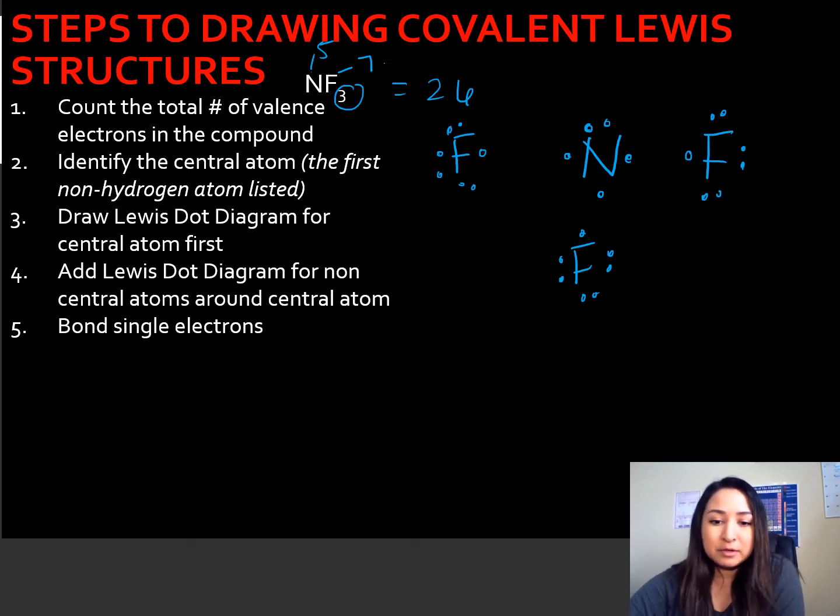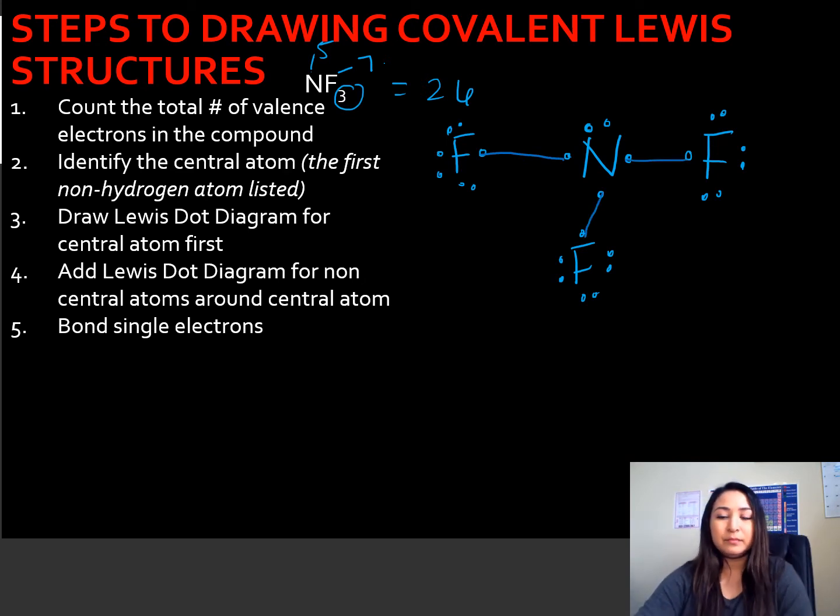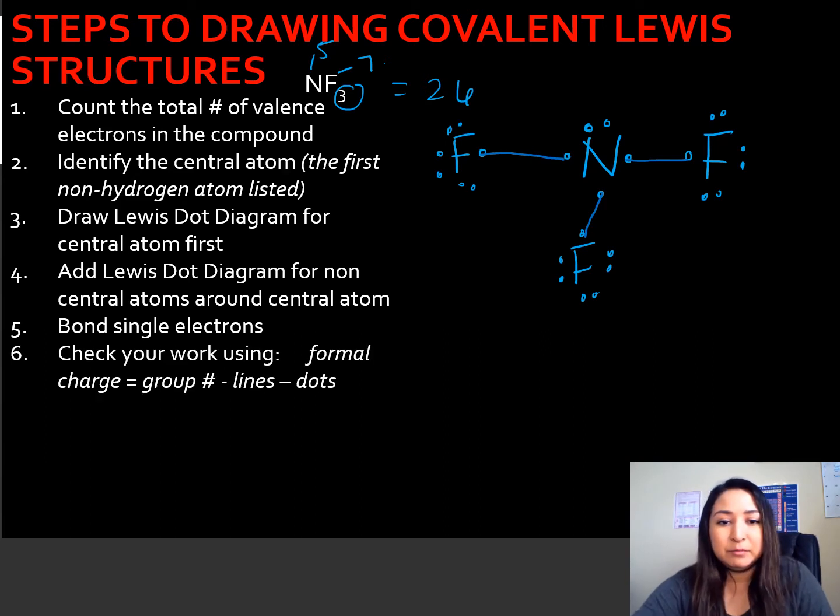now we need to bond the single ones. So use a darker blue. I see that this one's single, this one's single. We're going to bond them together because they like to mingle. And this one and that one. There you go. And we can check our work using formal charge.